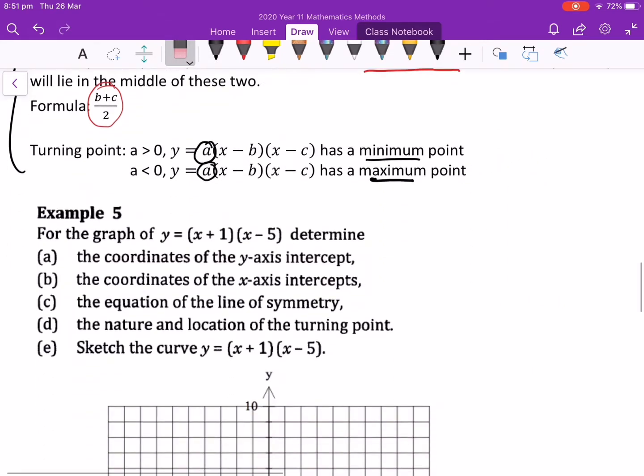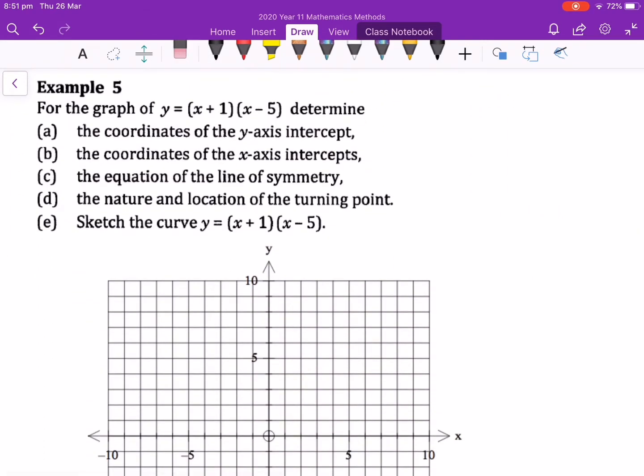All right, so let's have a look. We've got here, for the graph of y equals (x plus 1)(x take 5), let's determine the coordinates of the y-axis intercept. We're going to determine the coordinates for the x-axis intercepts. I'm going to find the equation of the line of symmetry. And we're going to determine the nature, minimum or maximum, and the location of the turning point, or the coordinates. And then we're going to sketch it. All right, so let's have a look.